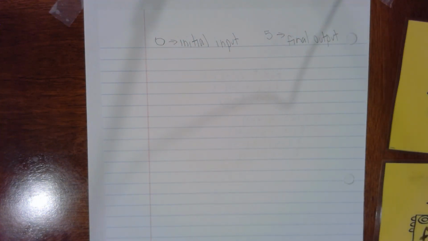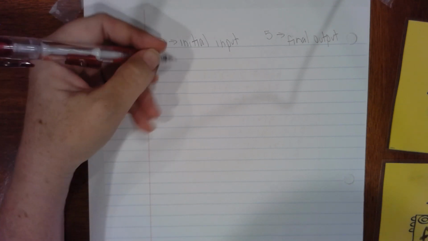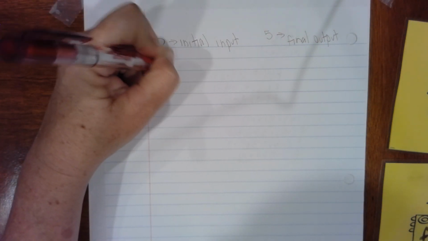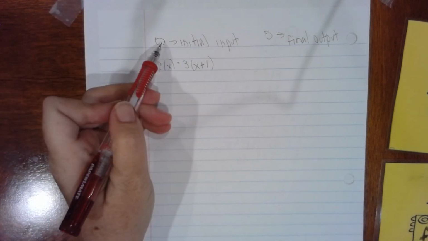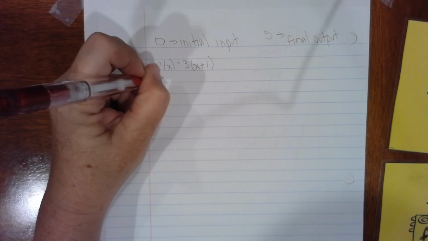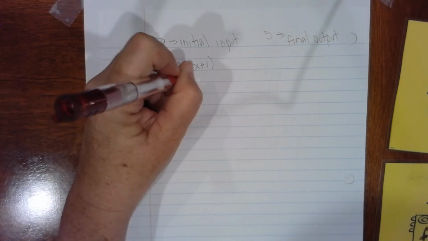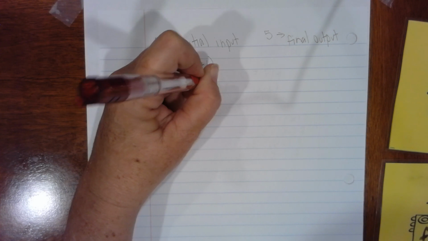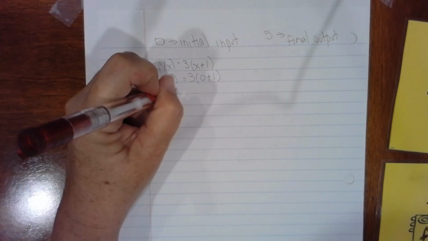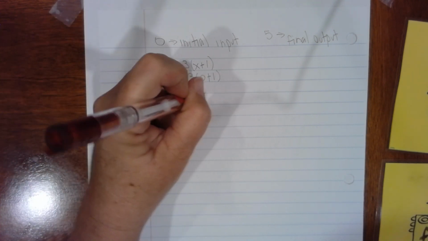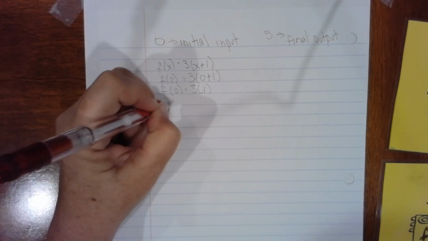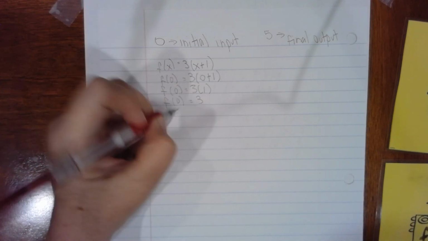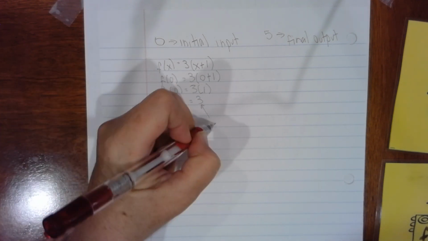Well, now let's do the math. The initial input is 0. The first function machine is f of x equals 3x plus 1. The initial input is 0. F of 0 equals 3 times 0 plus 1. F of 0 equals 3 times 1, which is 3. This is my initial input, and this is an output.